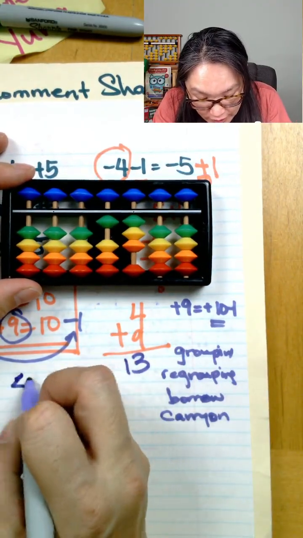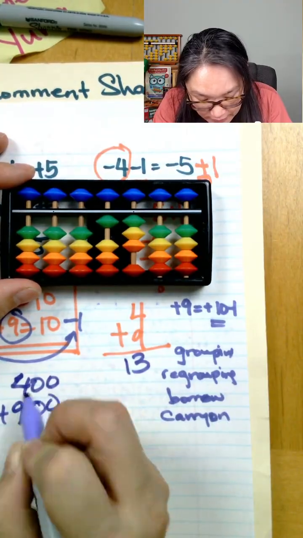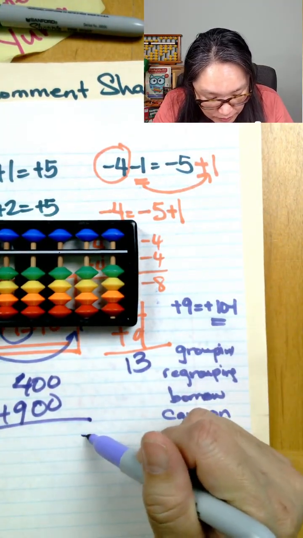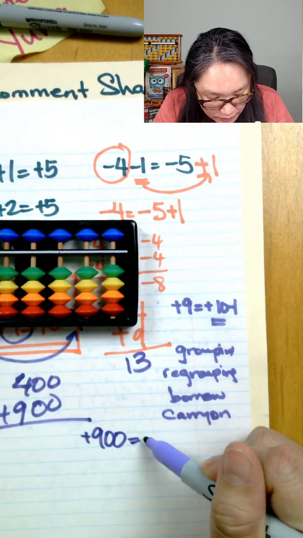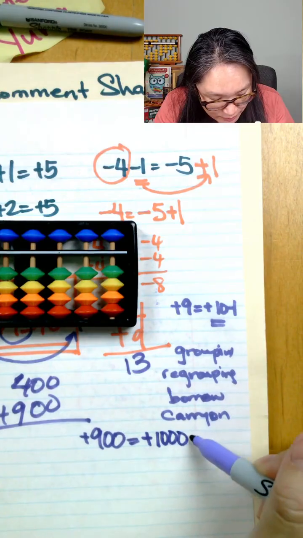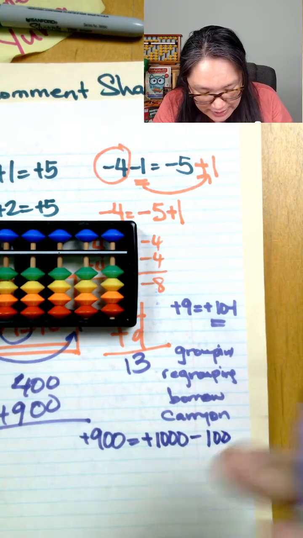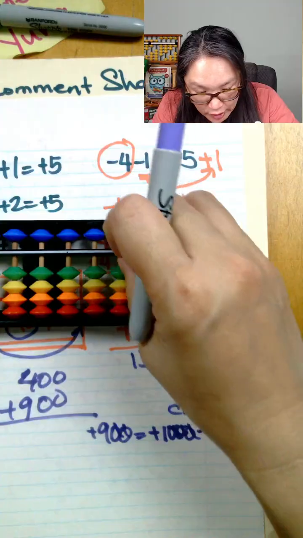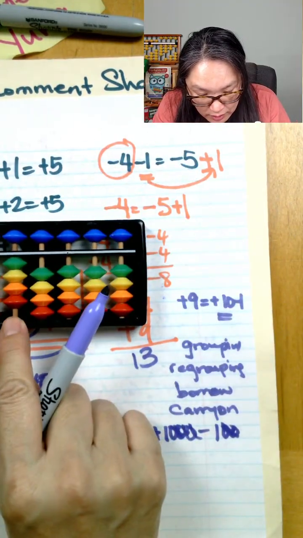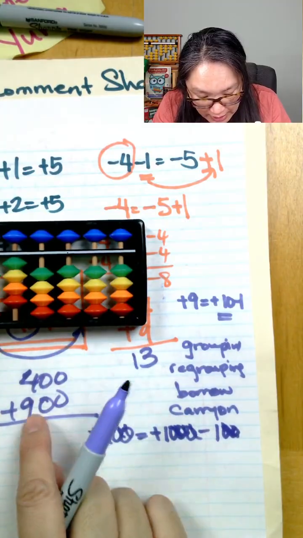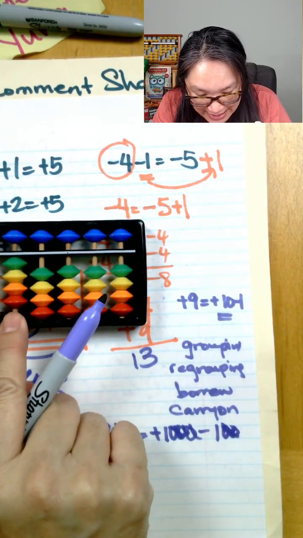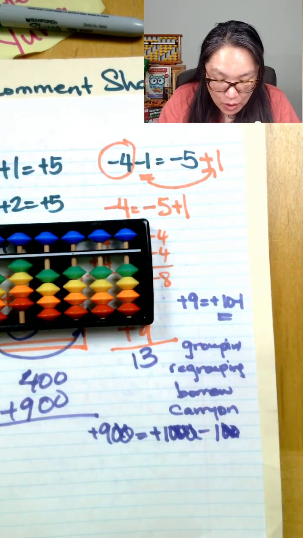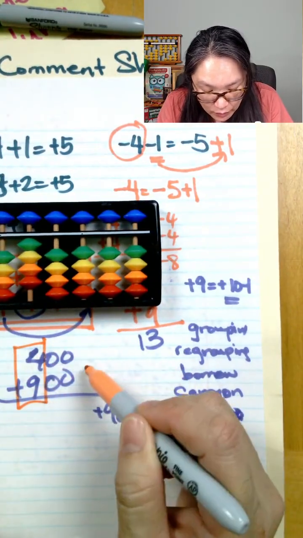So if I had 400 plus 900, it's still the same. It doesn't matter. We don't say in Abacus 900 is equal to plus 1000 minus 100. We don't say that because now it's just redundant. What we do is we boil it down. If I want to add the 400, I add the 900, to add the 9, we take it. When we talk about abacus, we're only talking about the one bead when we go across.